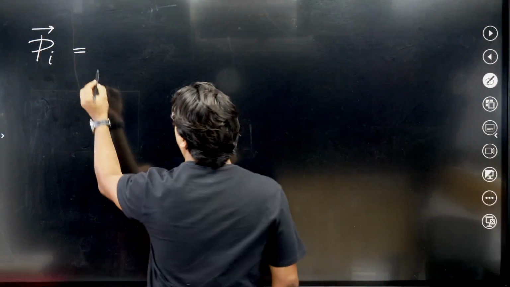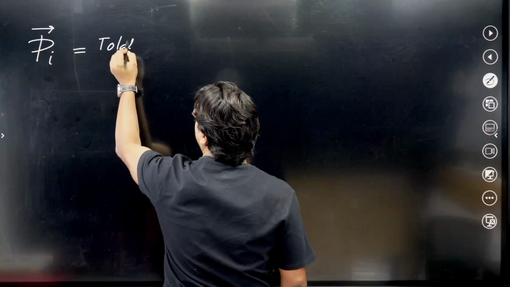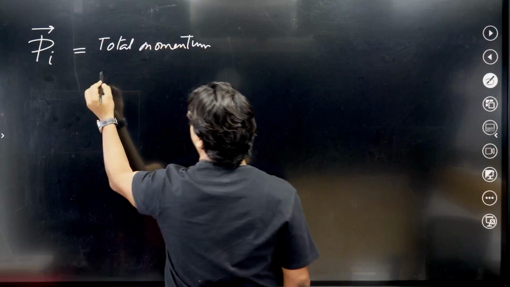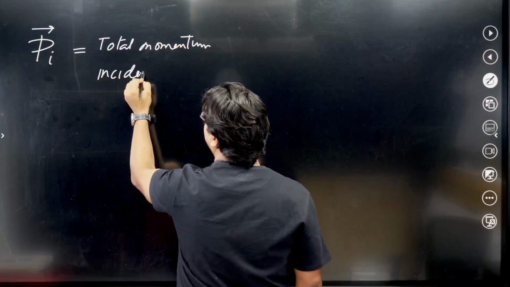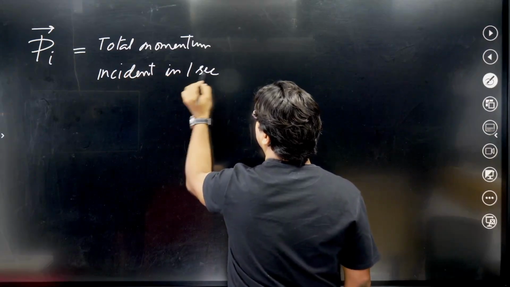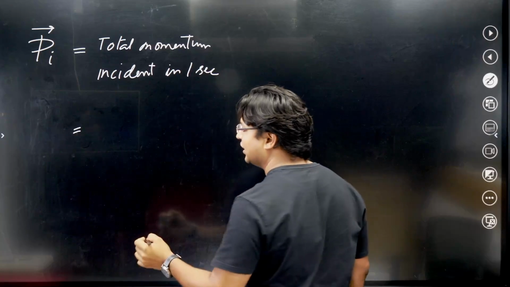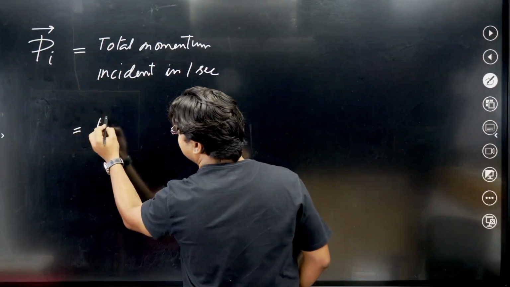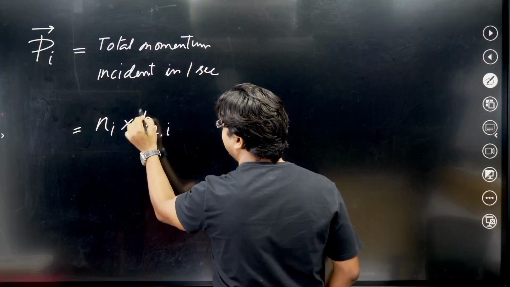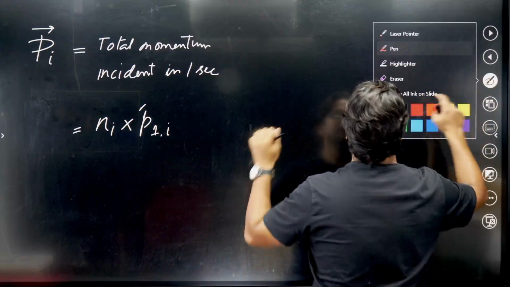This is the total momentum incident in 1 second. So this is the total momentum incident in 1 second. And how will I write this? This would be n_i multiplied by the vector p_1i.